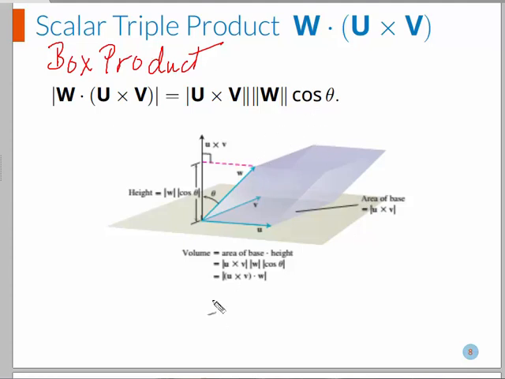But this box, or parallelepiped, is formed by the vectors u, v, and w. U and v, the way this is written, make up the base. So here's u and here's v. If you remember, the magnitude of the cross product is the area. So u cross v is the area of the parallelogram formed by u and v. So that becomes the area of the base.